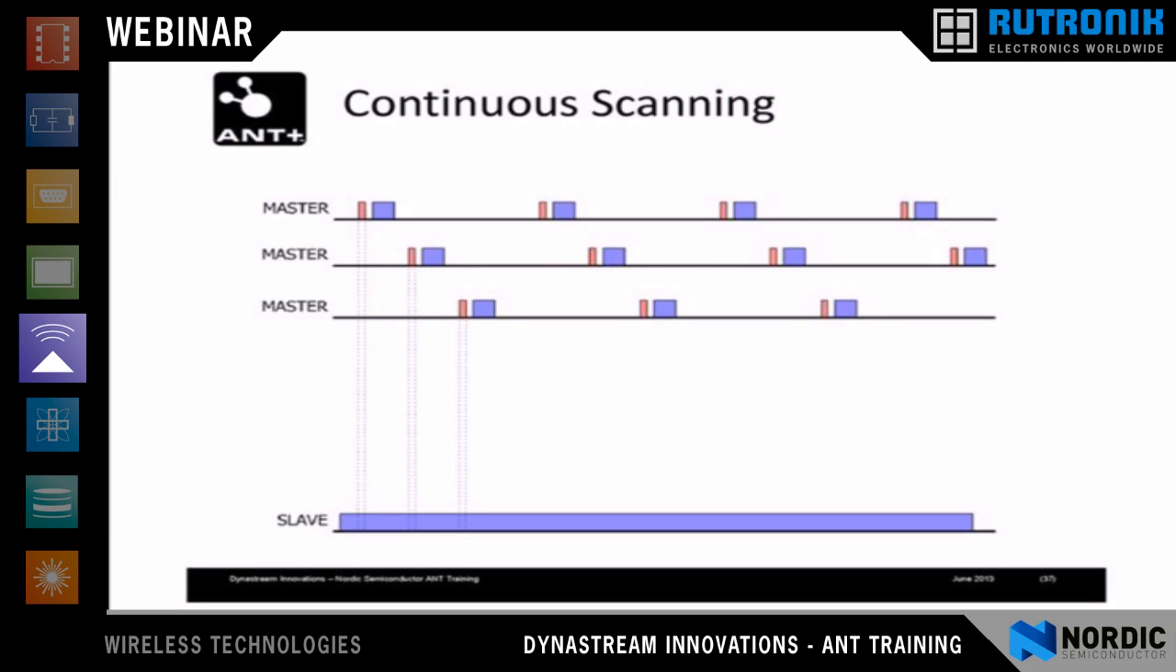So this is what continuous scanning looks like. I'm hoping you can see it a bit better on your screen. Your slave on the bottom is always on, and at any period your masters are sending a piece of information. They are received, and the data is transmitted through into the application. So again, you've got full identification of the device from the channel ID plus the 8 bytes of data.